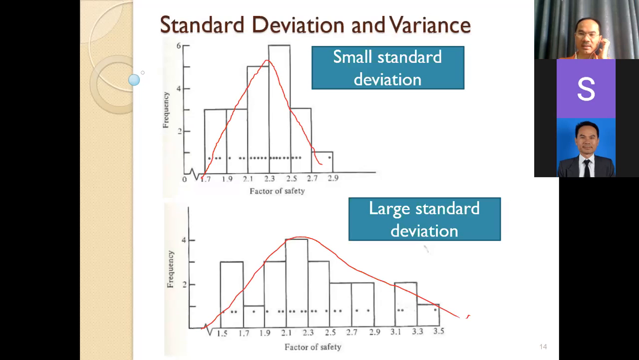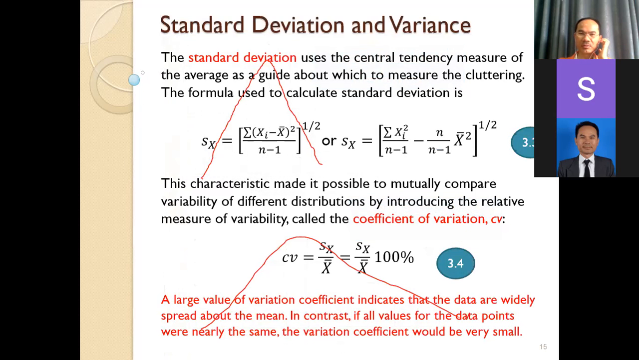For this case, for the example, how to calculate the standard deviation or the variance. If we have the data, xi means the data. X bar means the average of the data.